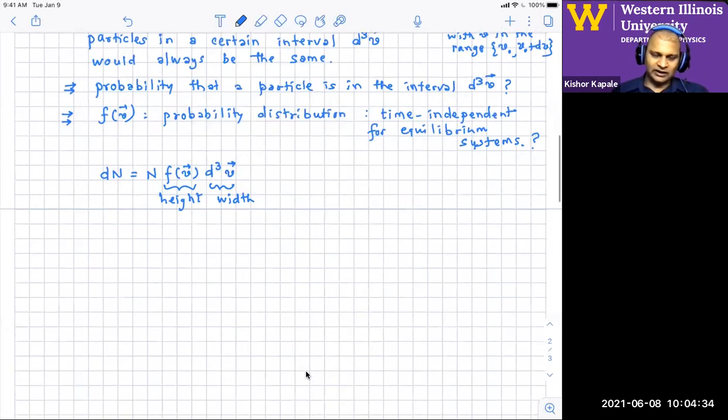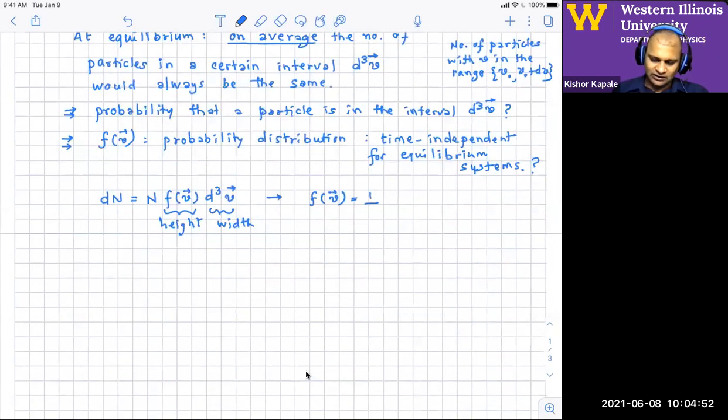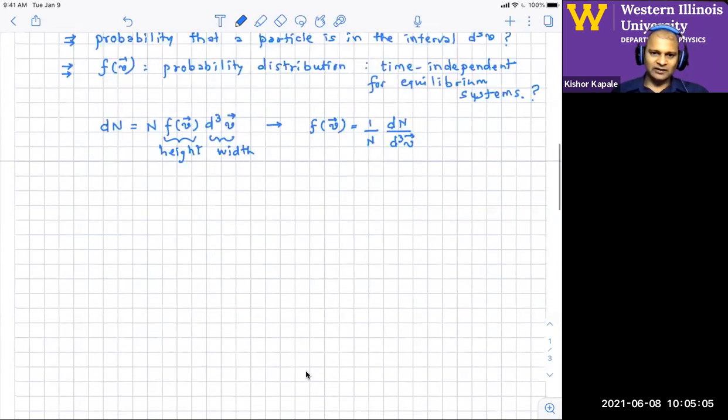Okay, and so we can then turn this around and find f of v, which is the probability distribution. That means how many particles, the height as a function of v, right? It's basically this graph, but as a function of the velocity vector instead of just the speed. So it's just 1 over n, dn over d cube v. Okay, now we may say, that looks weird. It does. We need to figure out what it's going to be.